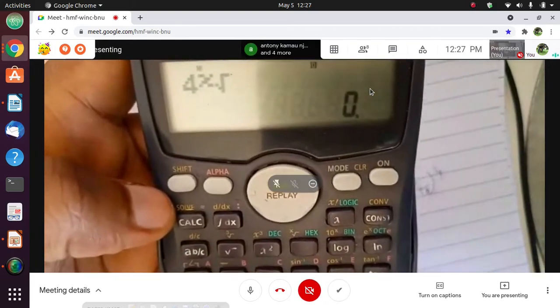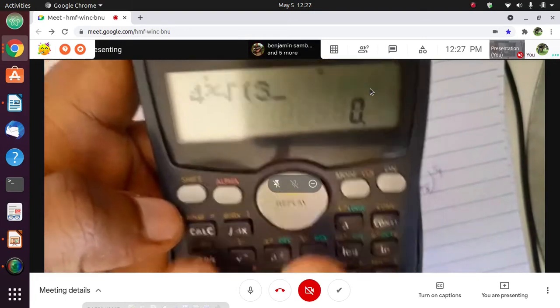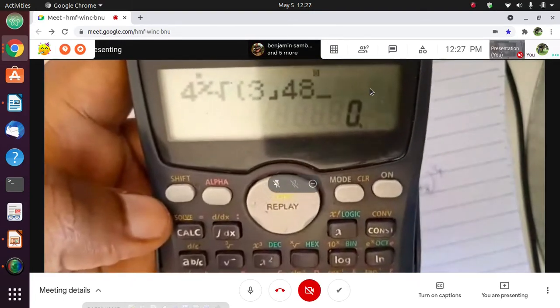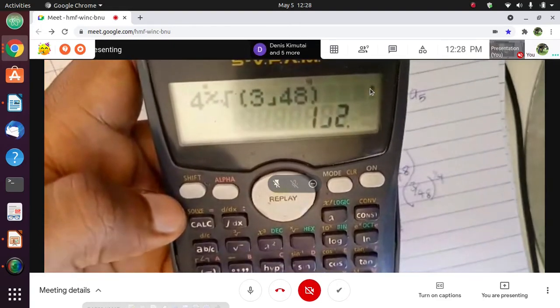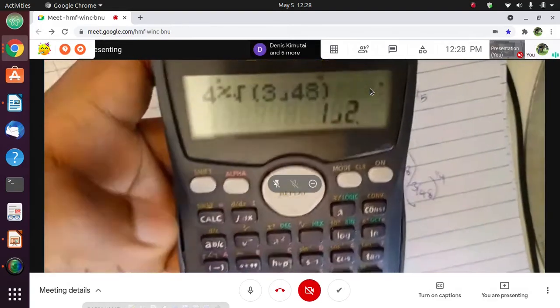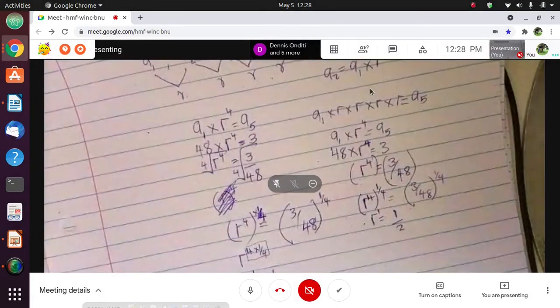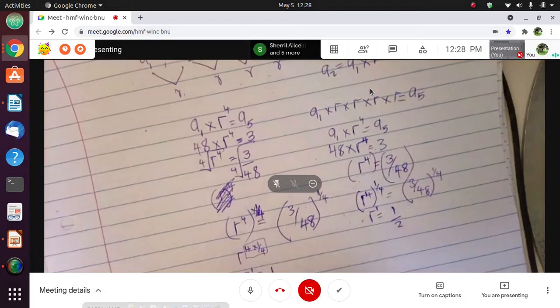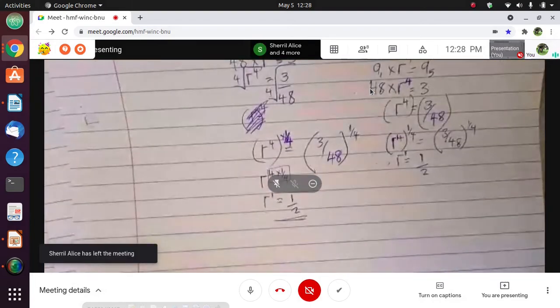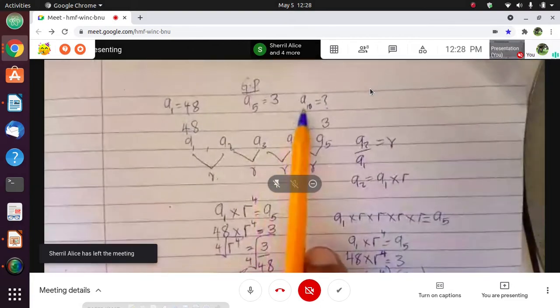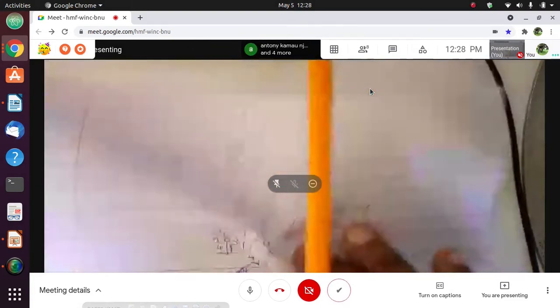Okay, so the fourth root of 3 over 48 should give us a half. Now we have the common ratio. The question is not asking us to find the common ratio. The question is asking us to find the 10th term of this sequence. Now, what do we do?